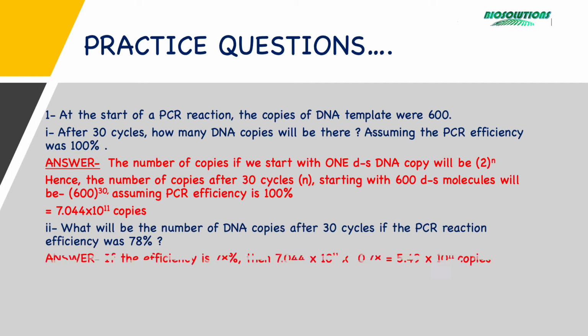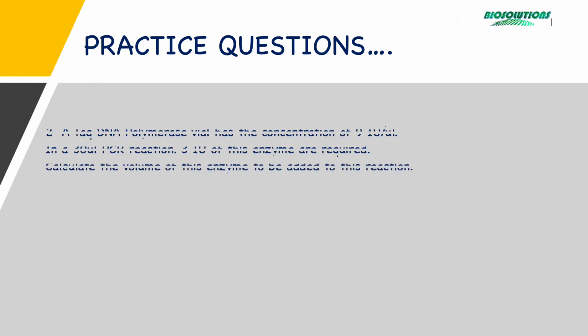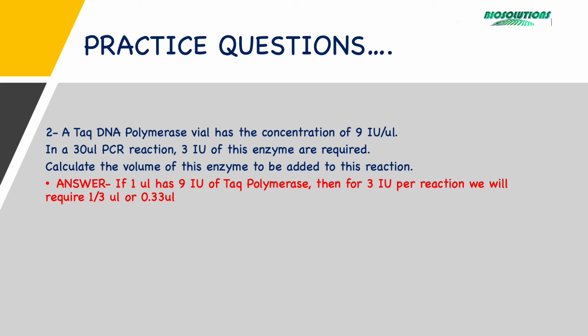For the next part, the PCR reaction worked with 78% efficiency. Hence, we multiply with this factor and the answer will be 5.49 into 10 to the power 11 copies. For the next problem, here the Taq DNA polymerase will be added per reaction. Hence, we will not use the formula C1V1 equals C2V2. Rather, calculate that if 9 international units are present in 1 microliter, then for 3 international units, we will have to add 1/3 or 0.33 microliter for this reaction.